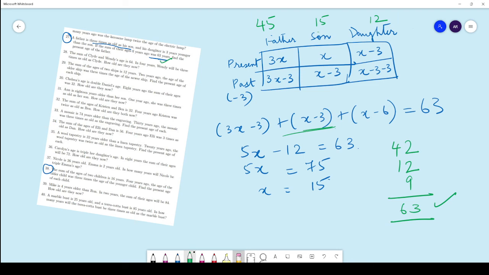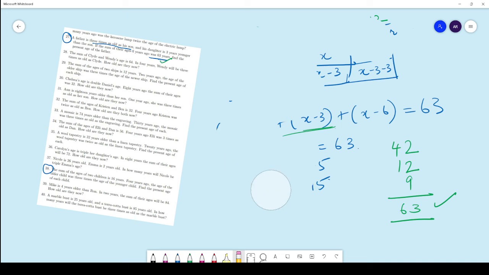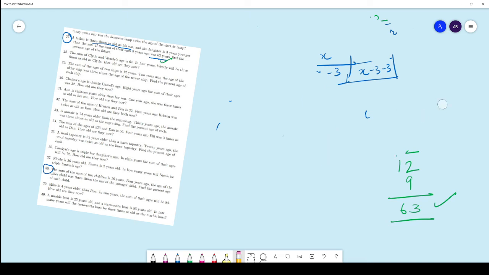Okay, now let me erase this once again, and we move on to the last question for the day. And I hope that by now you are pretty confident about how to solve the word problems, the word equations that are there.